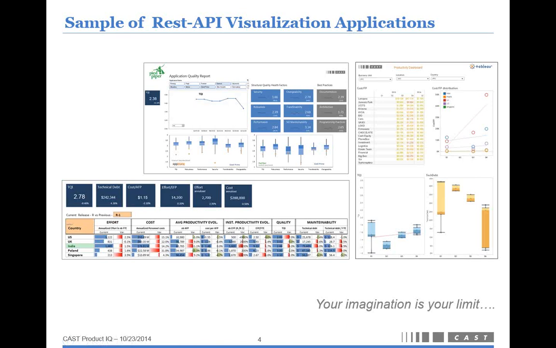Again, the REST API is behind any and all of this visualization, and can enable all sorts of different ways to represent the data, maybe correlating with data that exists outside of CAST within the organization, and thus creating additional value, additional insight about the analysis results.